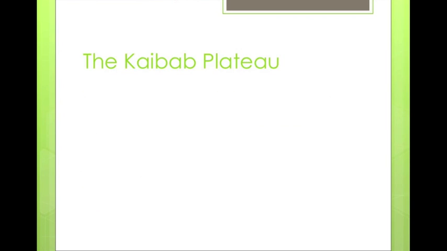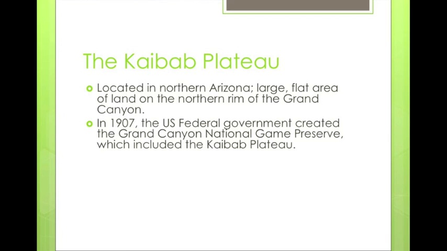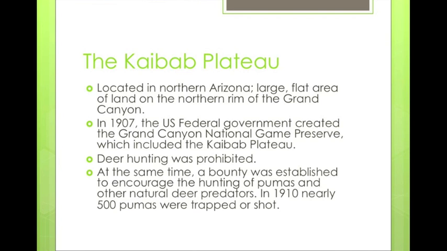So I'm going to jump right in and talk about the first case study, which is the Kaibab Plateau. This is located in northern Arizona. It's a large, pretty flat area of land that's just north of the Grand Canyon, and I'll show you a map. At the beginning of the 20th century, the U.S. government created the Grand Canyon National Game Preserve, and that preserve included this Kaibab Plateau. When they created the reserve, deer hunting became prohibited. And not only that, but at the same time, a bounty was established to encourage hunting of pumas and other natural predators of deer. For example, in 1910, nearly 500 pumas were trapped or shot.